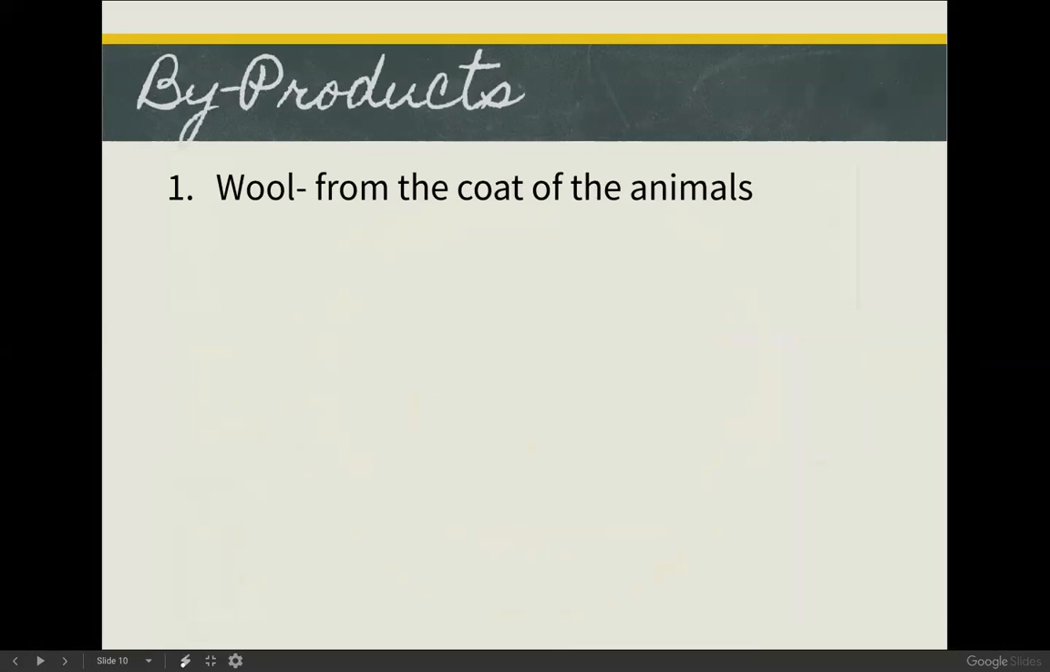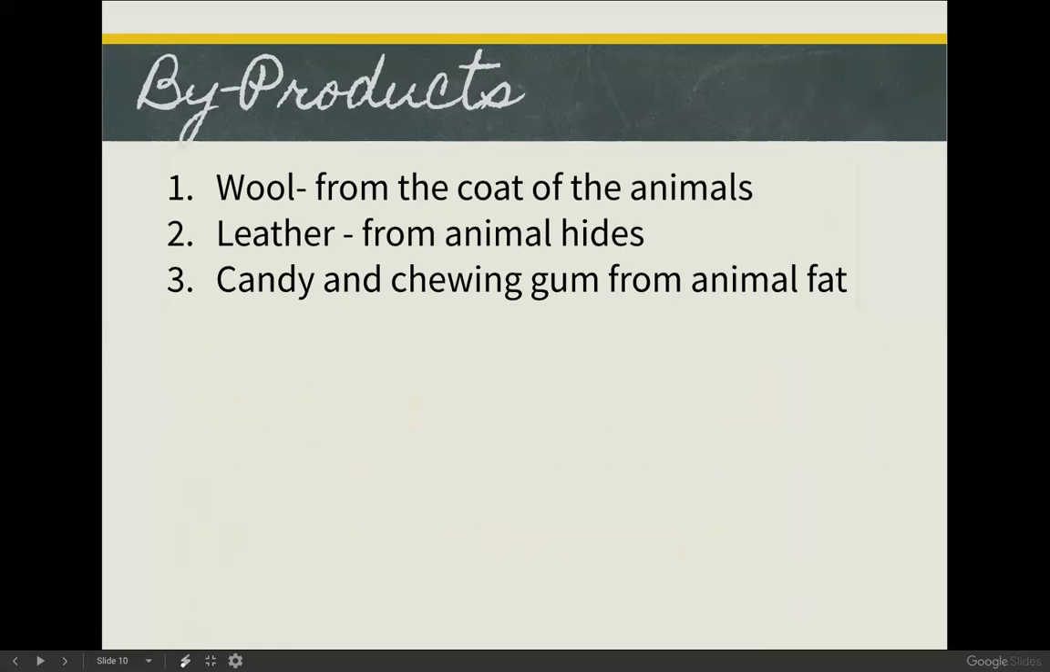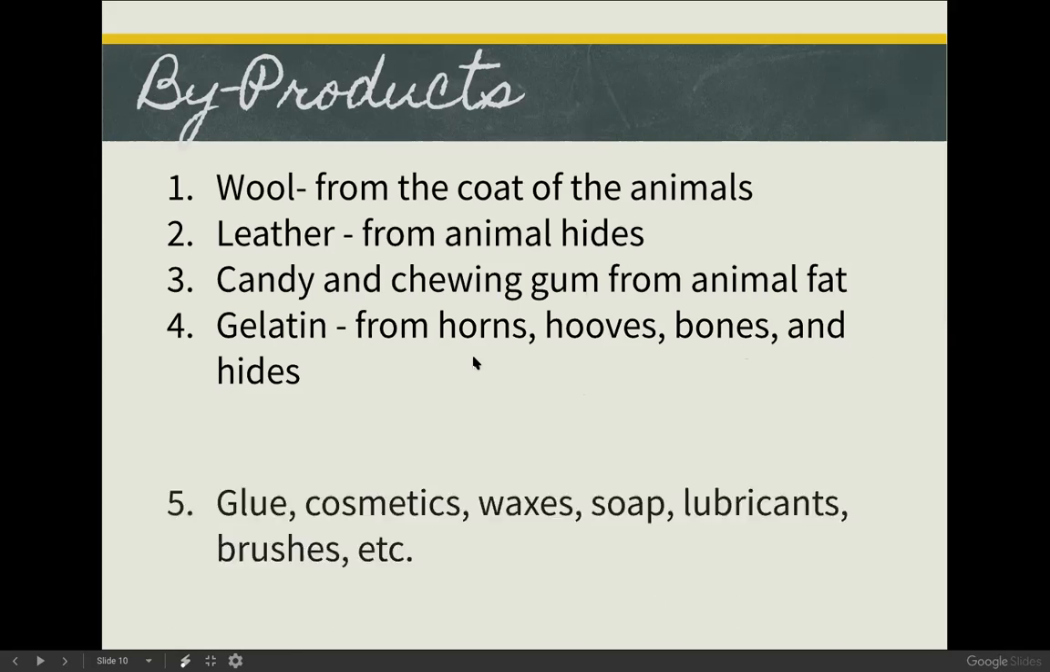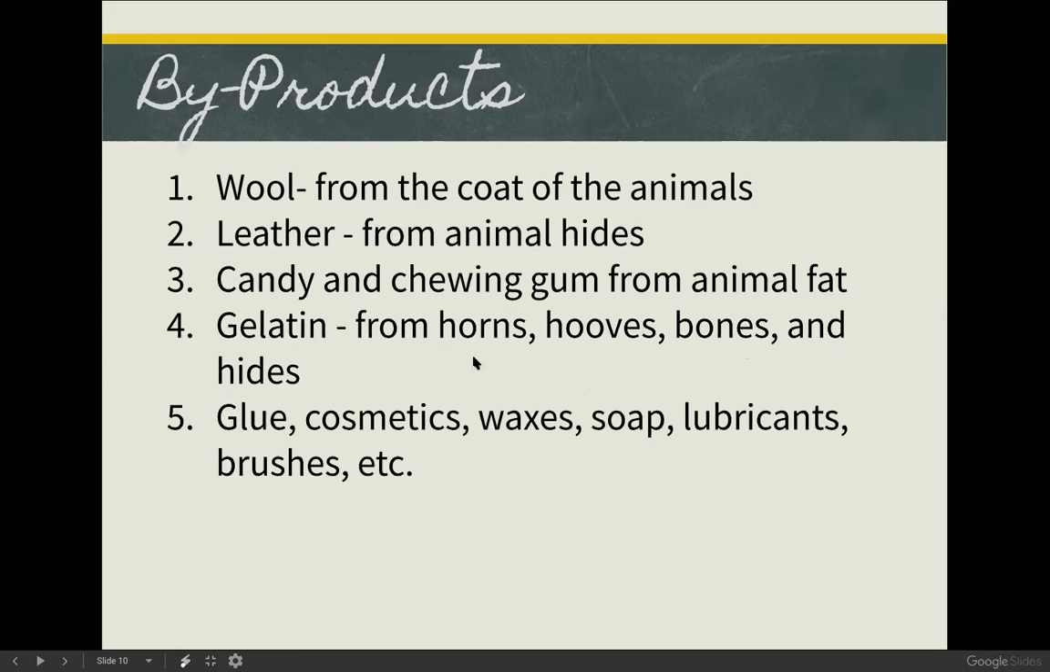All right, so wool. Wool comes from the coat of the animal. That's where we get the wool. Leather, we talked about, comes from animal hides. Candy and chewing gum. This is a good fact for you to know. They both actually contain some stuff from animal fat. So candy and chewing gum have animal fat. Gelatin, like the gelatin that's in Jello, comes from the horns, hooves, bones, and hides. Glue, cosmetics, waxes, soap, lubricants, brushes, etc. also come from horns, hooves, bones, and hides.